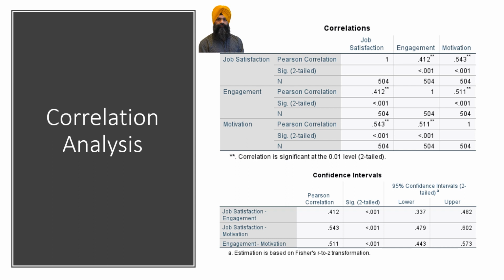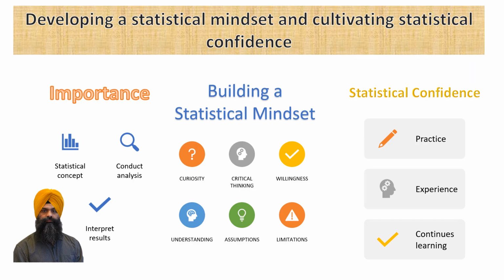The confidence interval further supports the finding with the lower bounds of the interval being well above zero for all correlations, indicating statistical significance. Therefore, I reject the null hypothesis and conclude that there are significant positive correlations between job satisfaction, engagement, and motivation among the sample population. These results suggest that higher level of job satisfaction tends to be associated with higher level of engagement and motivation in workplace, consistent with theoretical expectations.